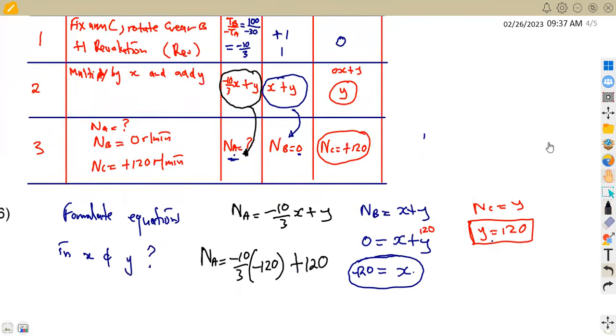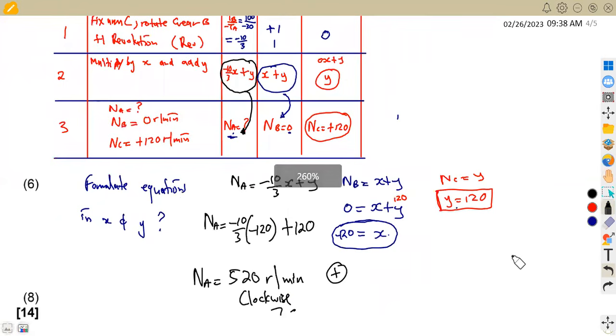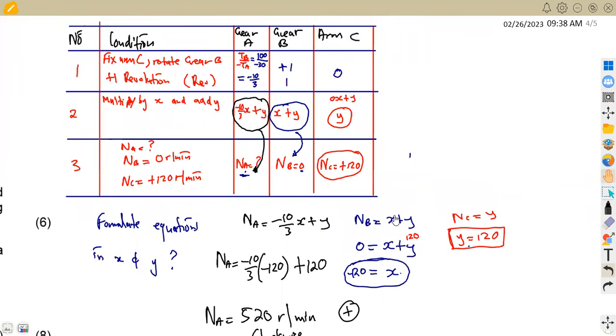So what then is going to be your NA? NA, which is our speed, is going to be 520. So this is 520 revs per minute. Remember, this is speed in revs per minute. It's positive, and if it is positive, it shows that it's clockwise. So this is 520 revs per minute clockwise. That's how you answer these typical questions if you are given an epicyclic gear like that.